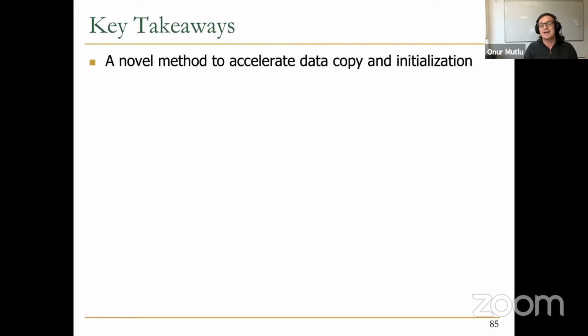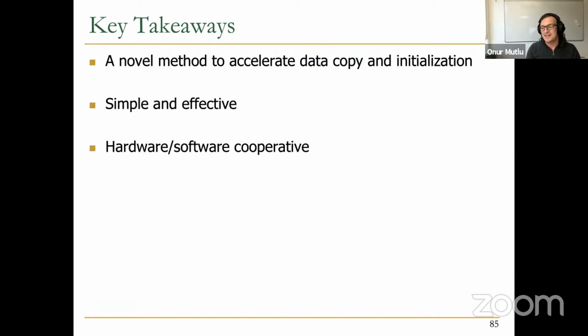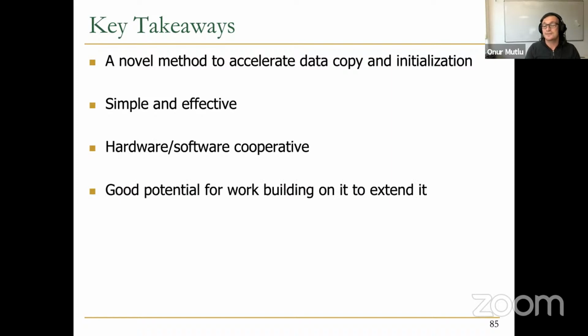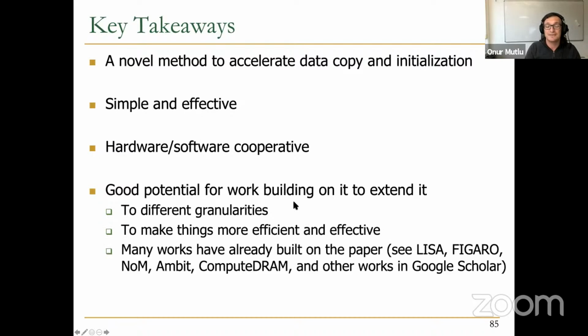So I think the key takeaway from RowClone is that it's a novel method to accelerate data copy and initialization. It's simple and effective, hardware-software cooperative, with good potential for work building on it to extend it, and clearly we've seen a lot of work that built on it, even including work that has shown that it can be done on a real system to some extent. Of course, not exactly how we envisioned it, but to some extent you can exploit the same principles to get some of the benefits, and also at different granularities to make things more efficient and effective. And many works have already built on the paper, as I've said.